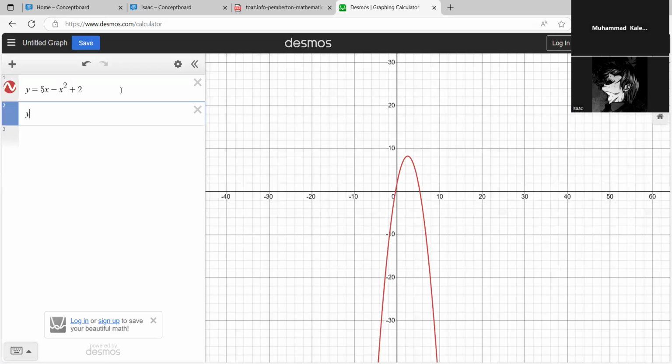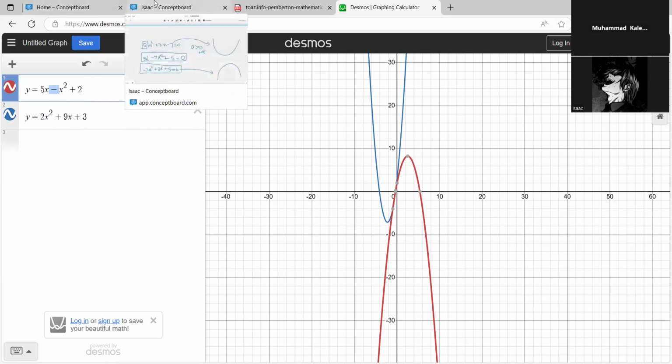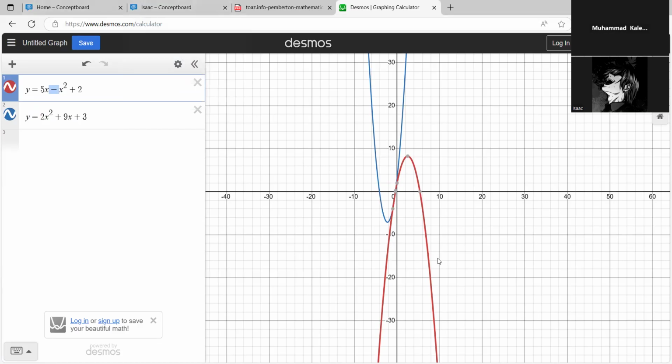If I sketch the graph for y equal to 2x squared plus 9x plus 3, how is the graph? The below graph is represented by this equation, okay? So you can see it's a parabola upward. Why is it a parabola upward? Because its leading coefficient is positive, and the red one is the parabola downward because its leading coefficient is negative. Do you understand, Isaac, this point? Yeah. Okay. Today in this class, we will learn how to sketch the graph of this parabola upward and downward.